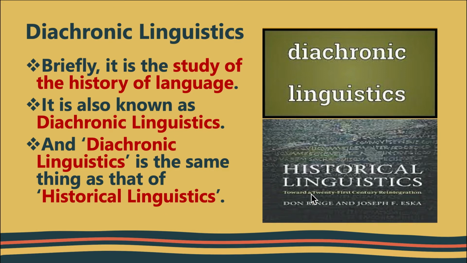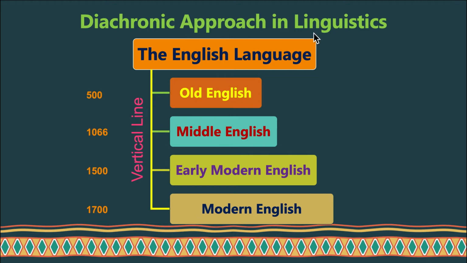So we continue. Diachronic approach in linguistics. When we study linguistics, the English language, if you have a diachronic approach to study language, we will have this order: this is the vertical, imaginary line of time, and we will study in a historical manner. For example, if you want to study the English language, we will talk about Old English, Middle English, Early Modern English and Modern English.